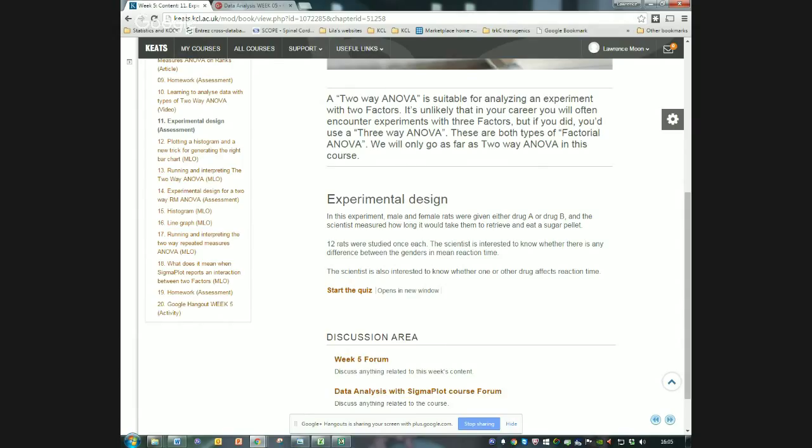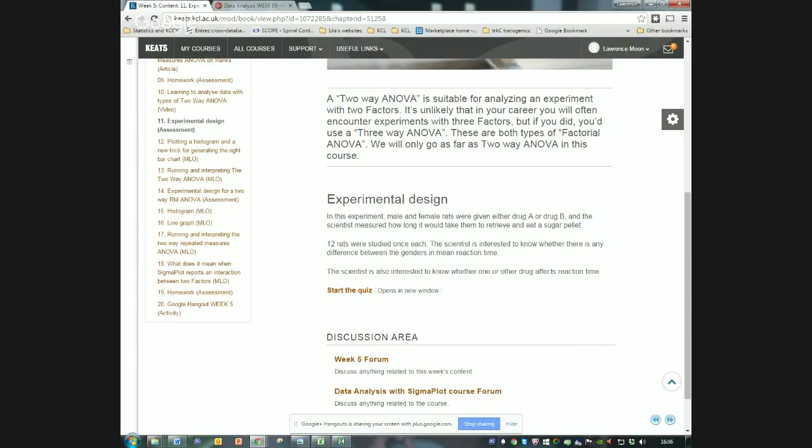So 12 rats were studied just once each, and the scientist is interested to know whether there's any difference between the genders in mean reaction time. The scientist is also interested to know whether one or other drug affects reaction time. So you should be able to see there are two factors in this experiment: the gender of the animals and the treatment, whether they got drug A or drug B.